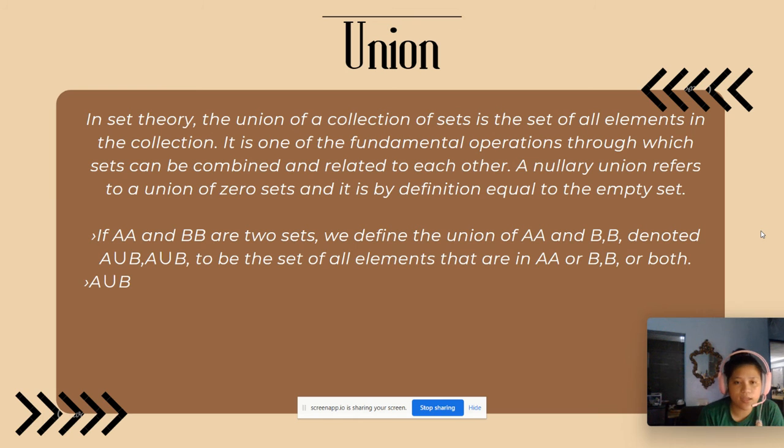If A and B are two sets, then we define the union of A and B, denoted A ∪ B, to be the set of all elements that are in A, in B, or in both.